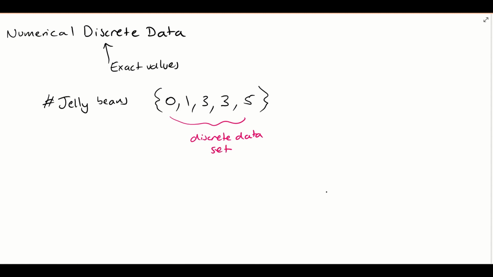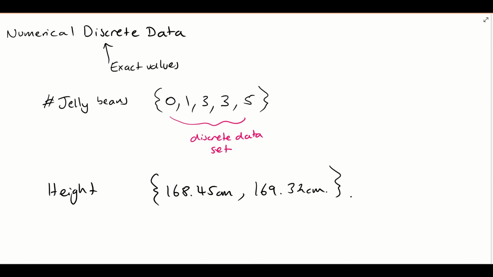So a lot of the time we're looking at our counting numbers. It comes from counting for discrete data. So whole numbers. An example of something that wouldn't be discrete data is, say, people's height. So we could have, let's say, 168.45 centimeters. So we're starting to go into the decimal places now. Somebody else could be 169.32 centimeters. Okay, so this is not a discrete data set.